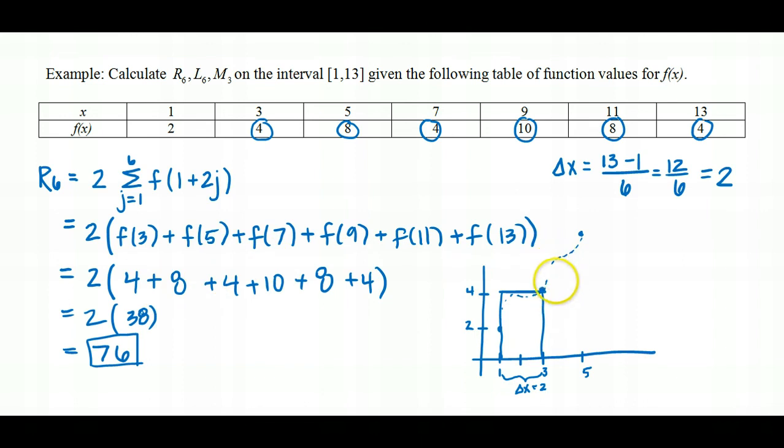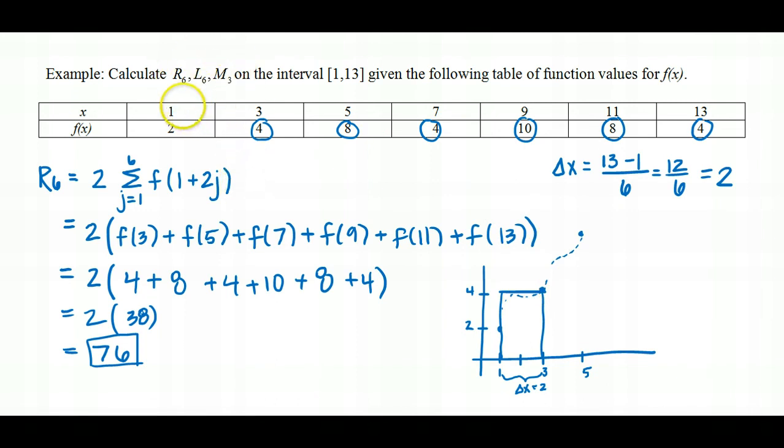So we can do the same notion. We're doing the same thing. We're just given the information in a different way. So tabular data of this form can actually be really easy to work with if we sort of understand what's happening when we're being asked to find R6, L6, and M3.